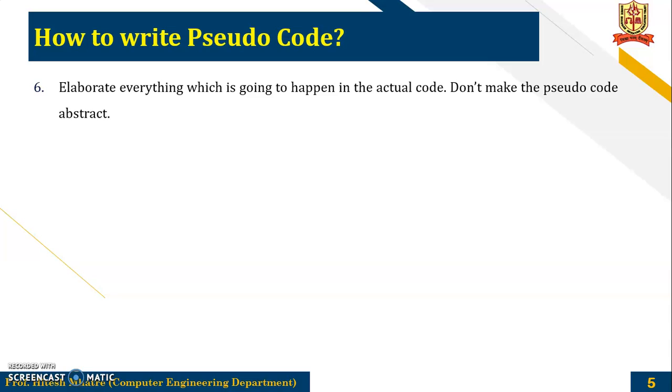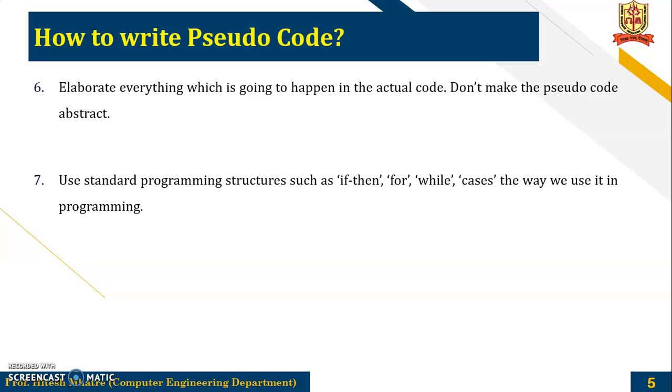Then elaborate everything which is going to happen in the actual code. Don't make the pseudocode abstract. You have to explain everything that you are going to perform when you are actually writing the program, that is the code. So your pseudocode should not be abstract. It should give instruction about each and everything.